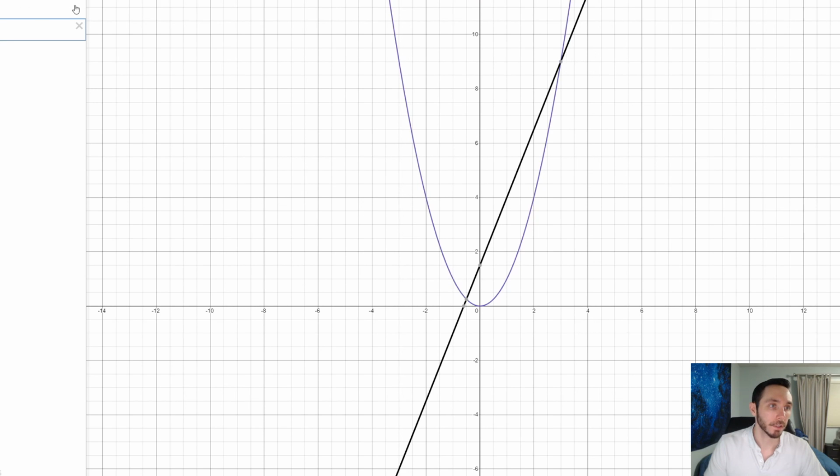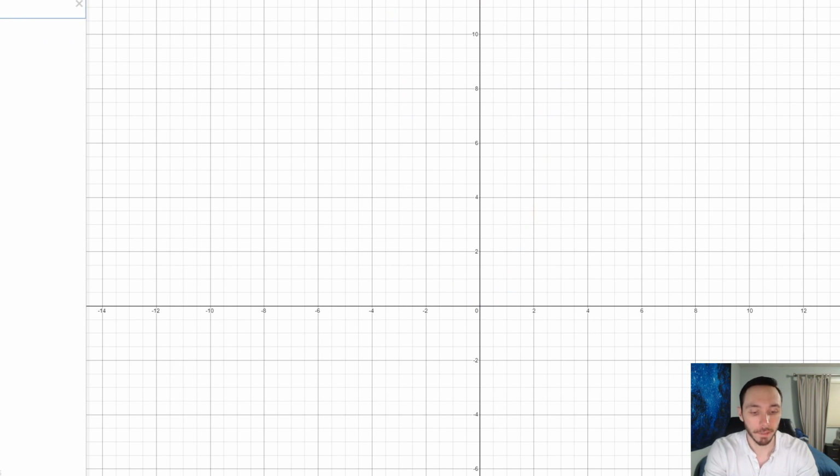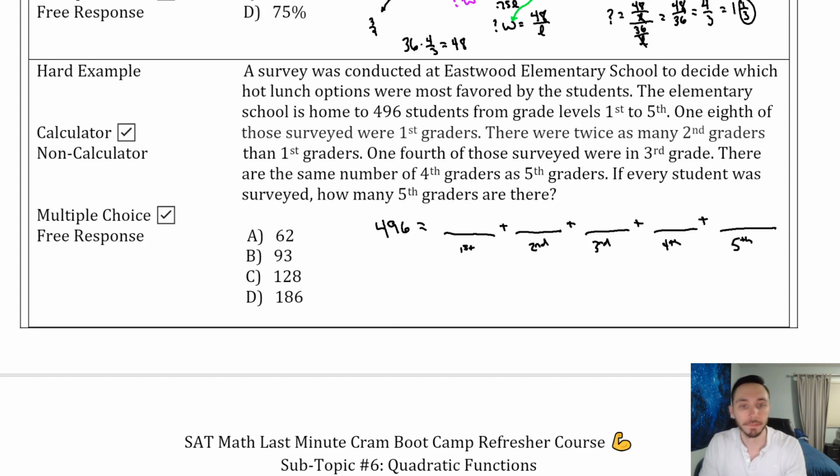And I'm going to use a calculator for that. So you're not going to see me type it in, but I'm just doing 496 divided by 8, which is 62. There were twice as many second graders than first graders. So that would be 124. Okay, that wasn't too bad.